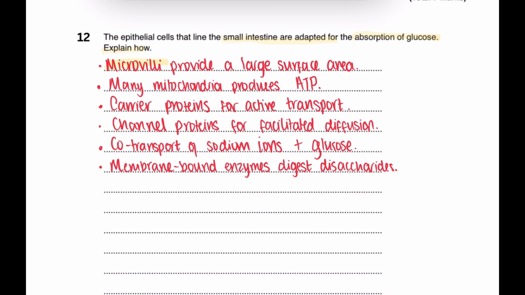First thing we can say is that microvilli produce a large surface area. We also have many mitochondria. This produces a lot of ATP and provides energy for any active transport that may be needed. They also have a lot of carrier proteins, which is good for active transport, which they always do for the absorption of glucose. Also lots of channel and carrier proteins. This is for facilitated diffusion, because facilitated diffusion always happens before they need to use active transport and energy. They also have co-transport of sodium ions and glucose, and they also have membrane-bound enzymes, so this can digest disaccharides so that they can produce monosaccharides and produce this glucose.